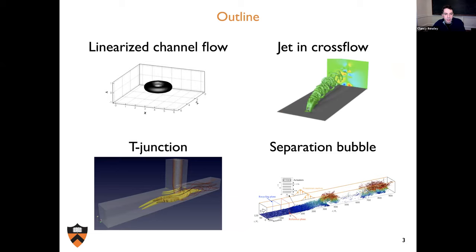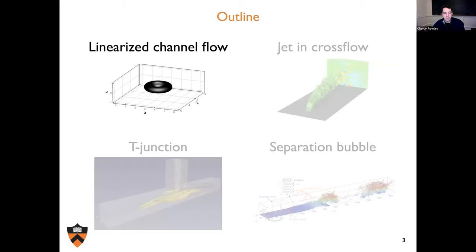So it's flow in a box. The second is a jet in cross flow. And then the third is a T-junction, and the fourth is a separation bubble. Okay, so let's start with a linearized channel flow. And the technique I'm going to show here is the proper orthogonal decomposition, which is POD, and Galerkin projection.